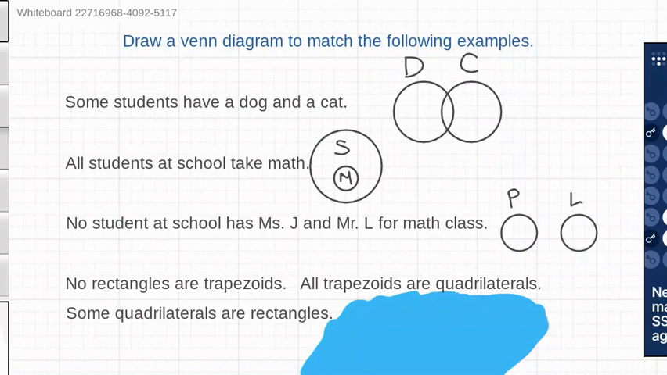No rectangles are trapezoids. All trapezoids are quadrilaterals. Some quadrilaterals are rectangles. Try this on your own.